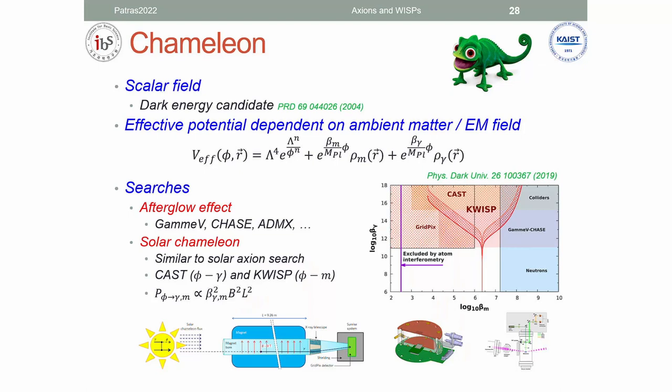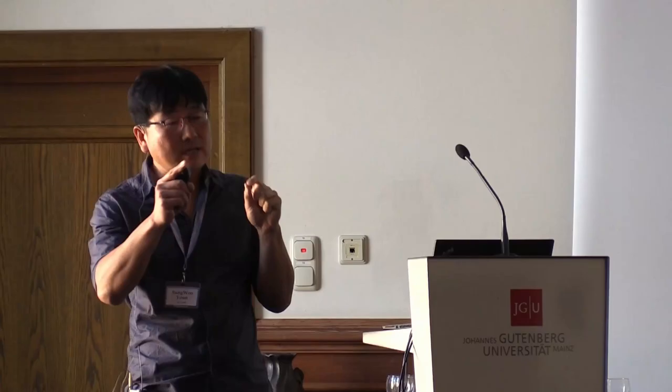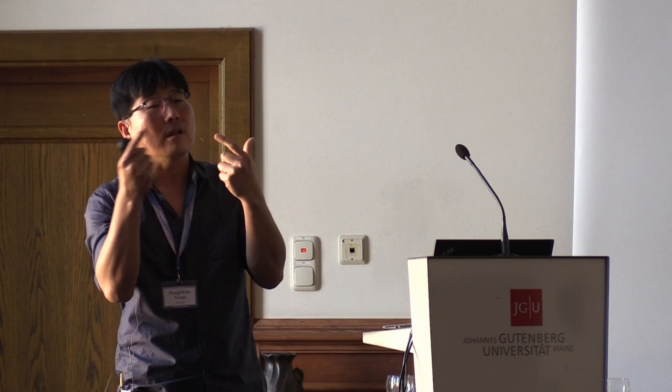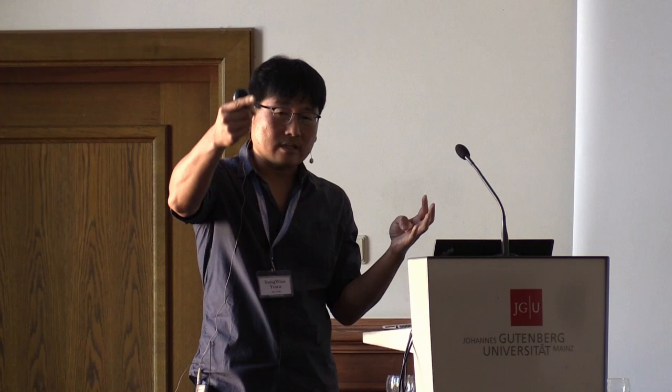So, afterglow: if the mixing time of the chameleon to the photon is long enough, then you basically generate the chameleon from an outside RF source, whatever signal, and then turn off the source. Because the mixing time is long enough, even after the source is turned off, the chameleon will turn into a photon later on, which is called the afterglow effect.